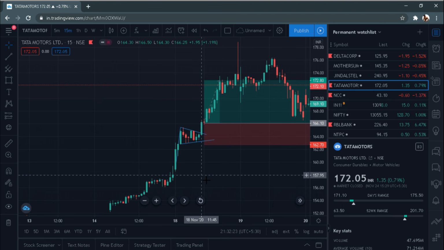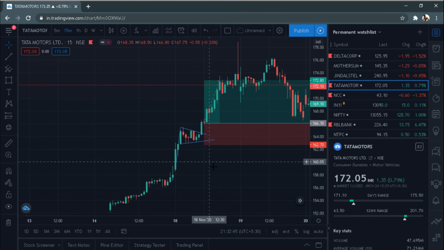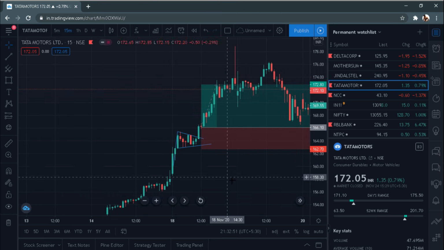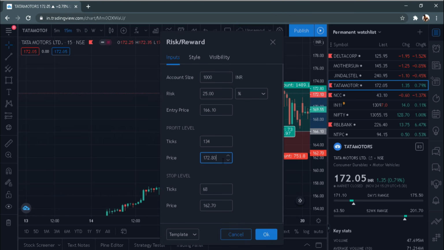And when it comes to your target in the flag pattern, your target should be the same length as the flagpole. So over here we have the flagpole that is beginning at 158.55 and ending at 164.95. So the difference comes to 6.25, I guess. So let's just take it approximately as 6. If you are entering at 166, your logical target would be 166 plus 6, that would be 172. So let's just put in 172 as our target over here.